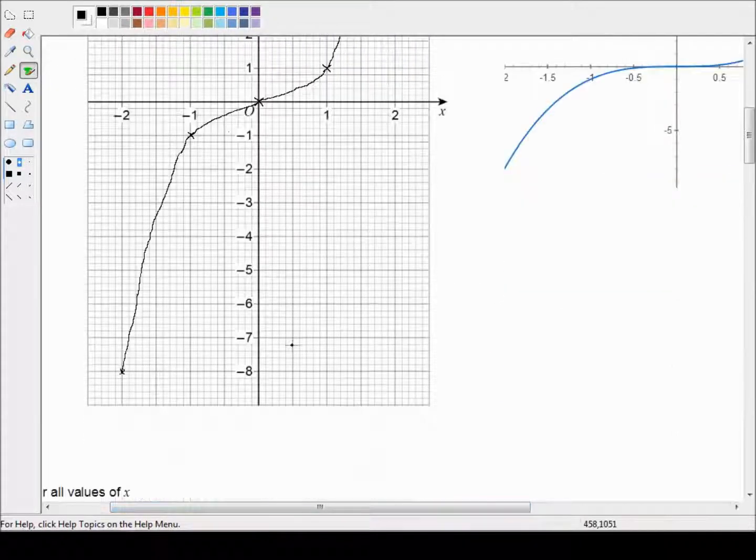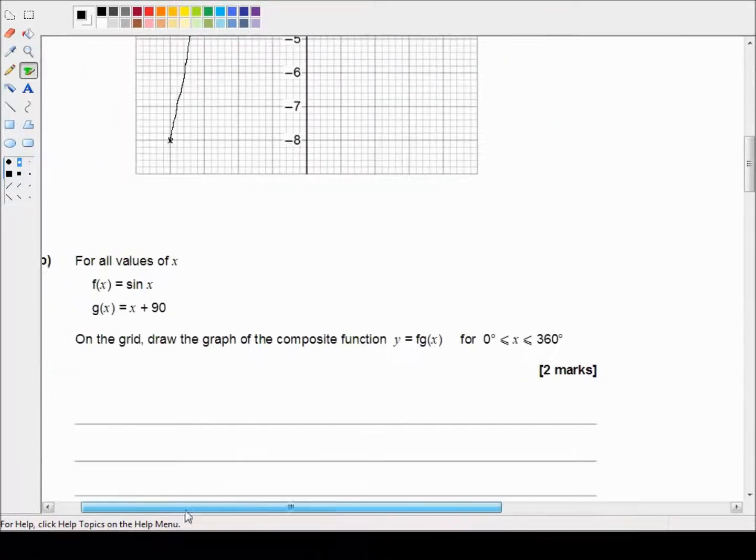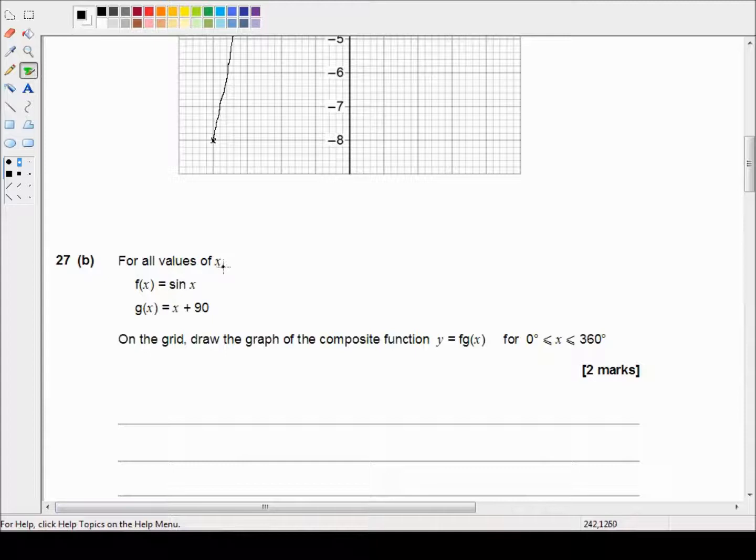Okay, so part B says, for all values of x, f of x is equal to sine x, g of x is equal to x plus 90. On the grid, draw the graph of the composite function y equals fg of x for 0 degrees up to 360 degrees.